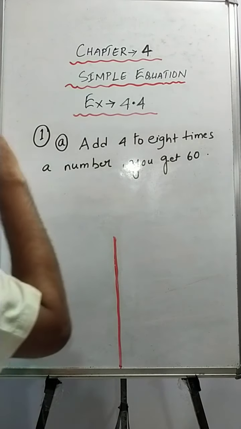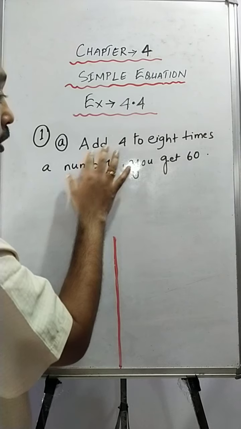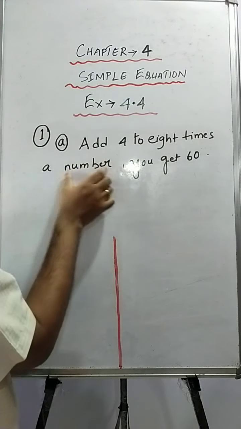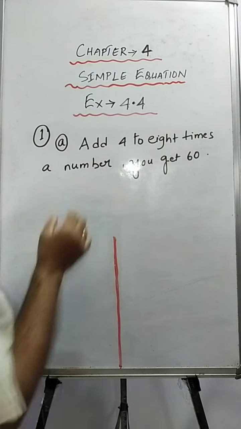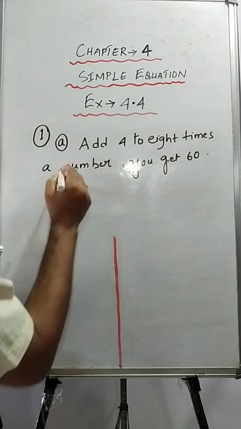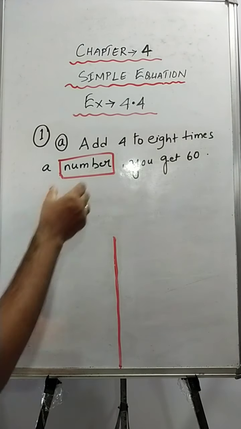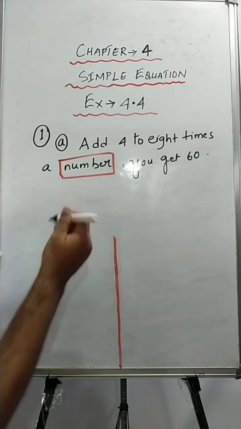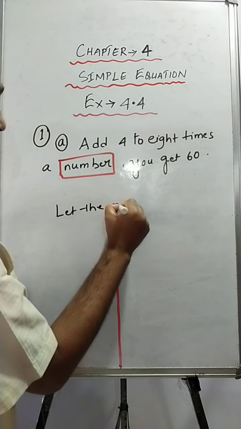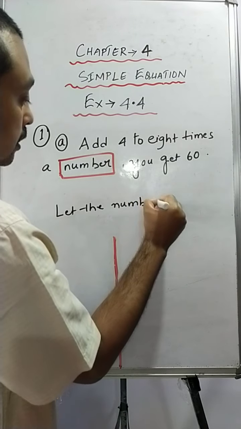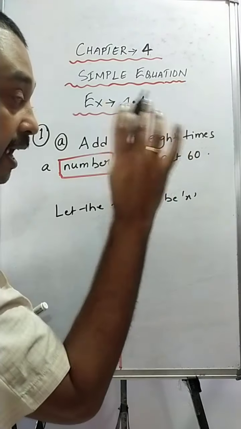Now sum number A, what is the statement given? Add 4 to 8 times the number. That means you have to add 4 to what? To 8 times the number. Now we do not know this unknown number. We have to find this number. So when the number is not given, what do we have to do? We have to let the number be x. So we have assumed the number as x, students.